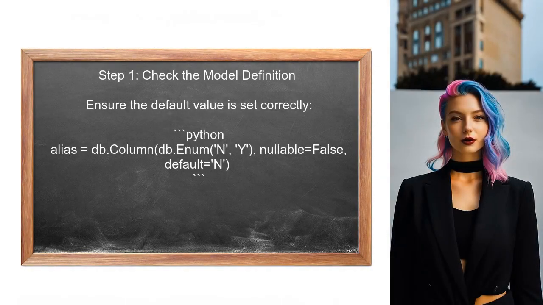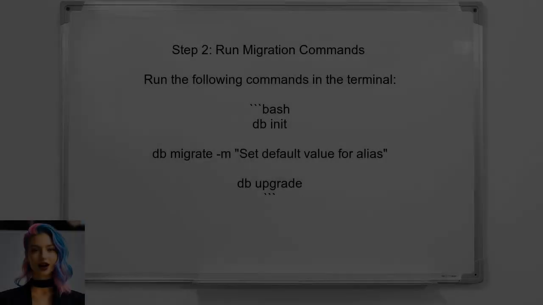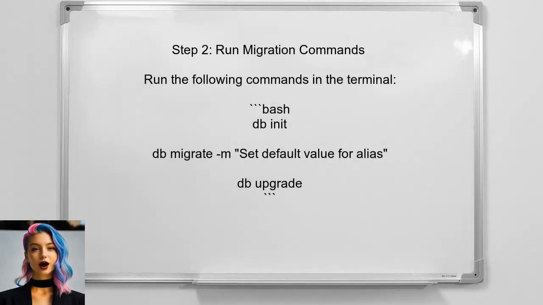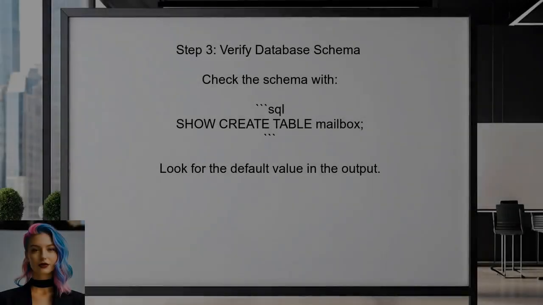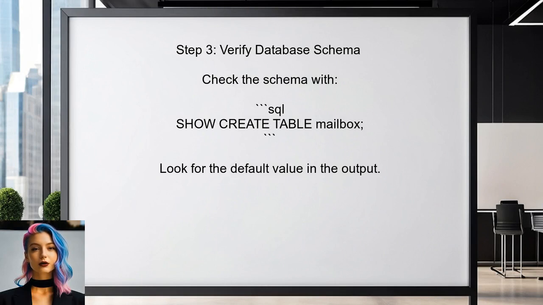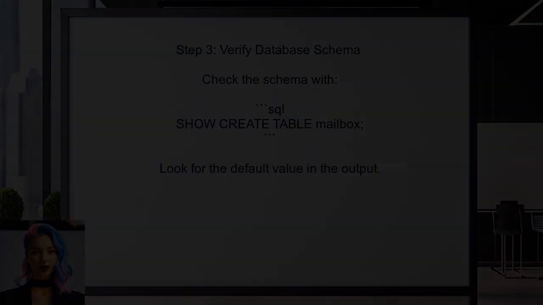To address the issue with the default value for the enum field in Flask SQLAlchemy, the user should first ensure that the default value is correctly set in the model definition. Next, the user needs to run the migration commands to apply the changes to the database. This involves initializing the migration and then upgrading the database. After running the migration, the user should check the database schema again to confirm that the default value for the enum field has been applied correctly.